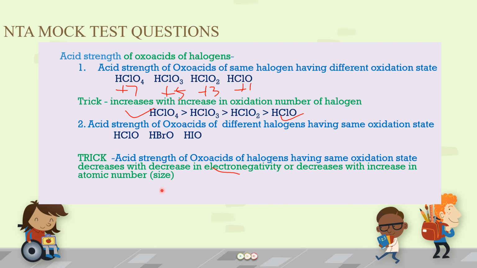Okay, that playlist I specifically put for those topics which are very frequently asked in the examination. Please do watch those lectures if you can. But otherwise you can just remember these tricks to predict the acidic strength. So HClO will have the highest acidity, then HBrO and then HIO.